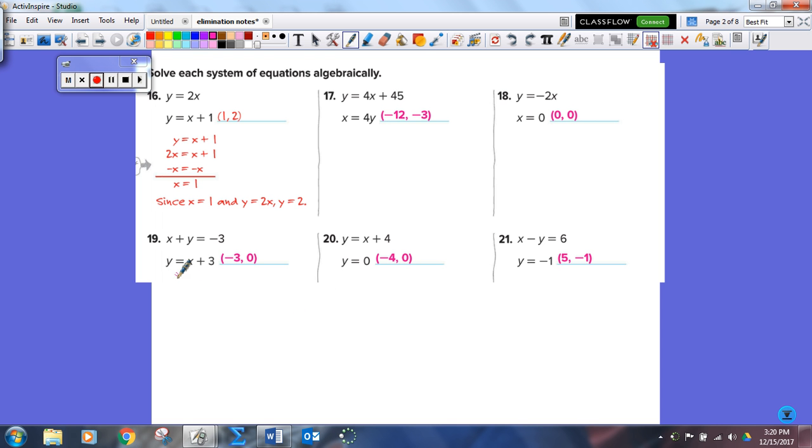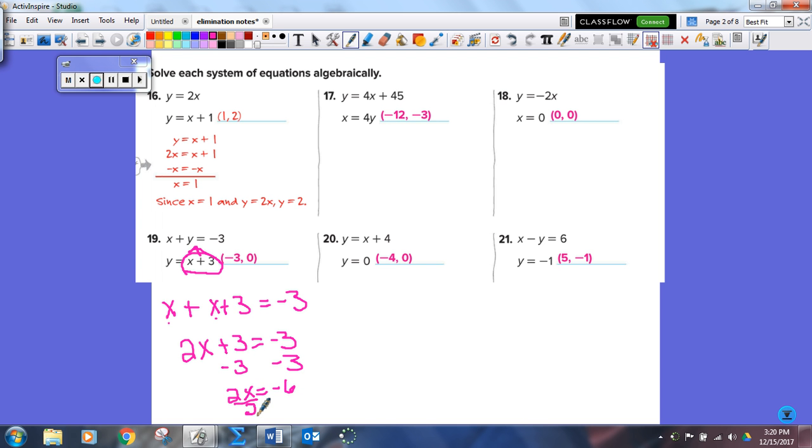So this says y equals x plus 3. So I'm going to take x plus 3 and put it in place of y. So that gives me x plus 3 equals negative 3. X plus x is 2x plus 3 equals negative 3. I subtract 3 from both sides. I get 2x equals negative 6. I divide both sides by 2. X equals negative 3.